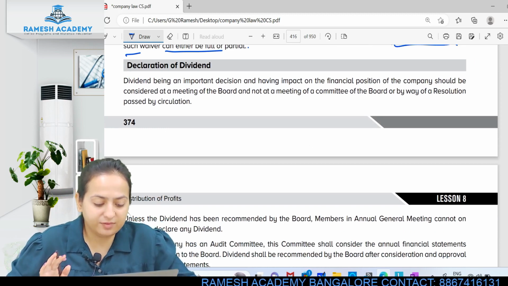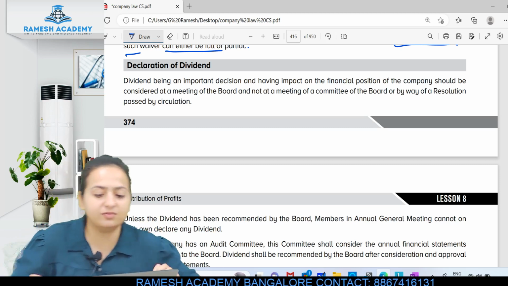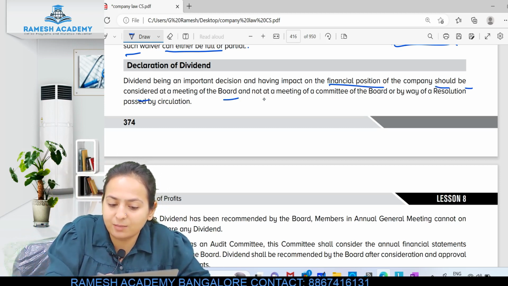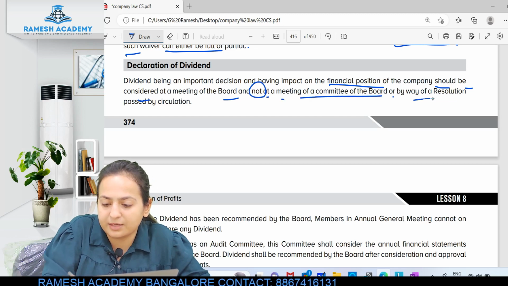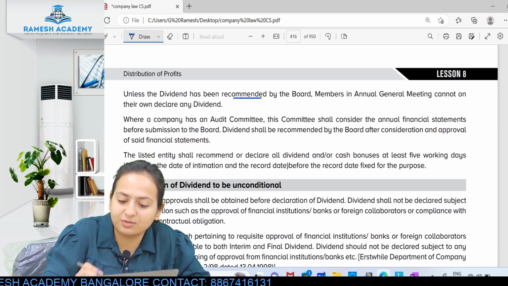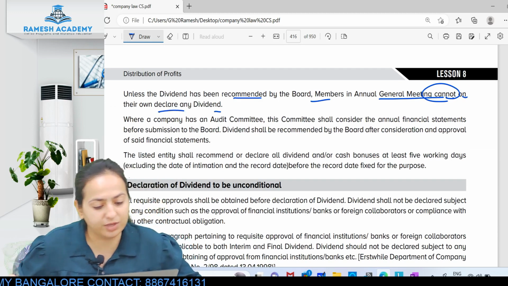Declaration of the dividend. Dividend is an important decision and has an impact on the financial position of the company. It should be considered at the board meeting and not at a committee of the board or by circulation. So, unless the dividend has been recommended, the members in general meeting cannot declare the dividend on their own.